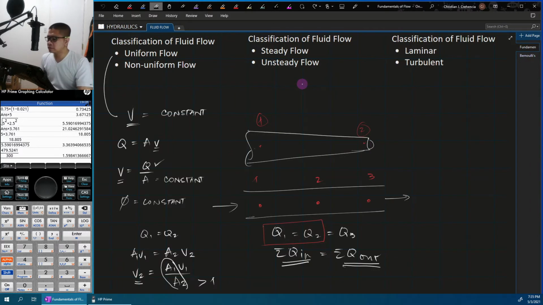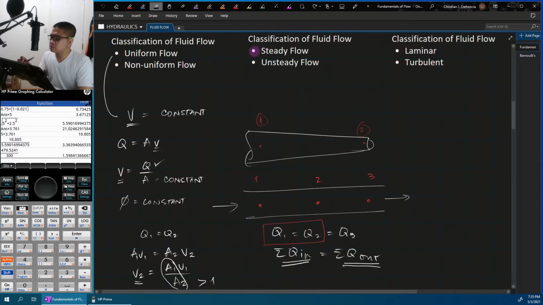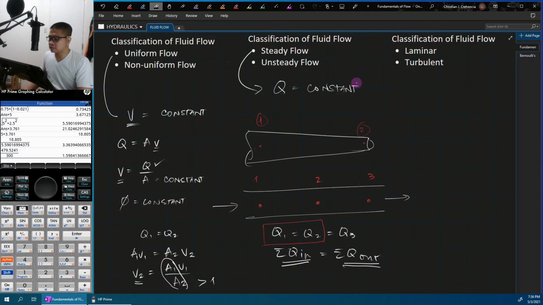So dito naman tayo sa classification of fluid flow na steady flow. Kailan natin masasabi na yung flow is steady? It is when the discharge Q is constant at any time, okay? Hindi nagbabago-bago yung discharge natin. So medyo nakaka-confuse na siya, yung uniform flow at steady flow.